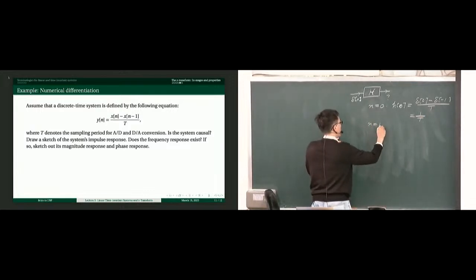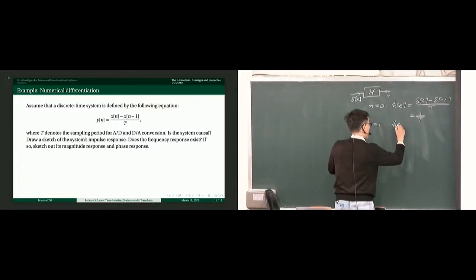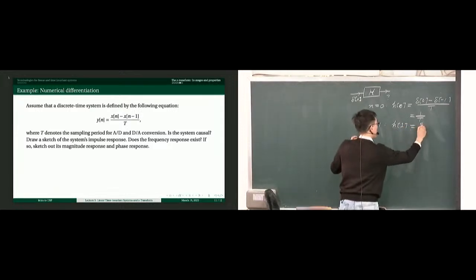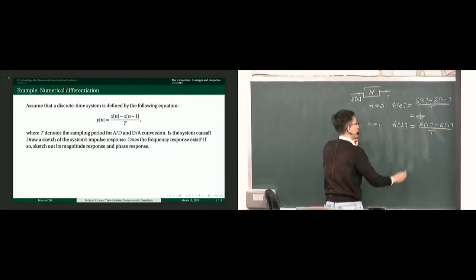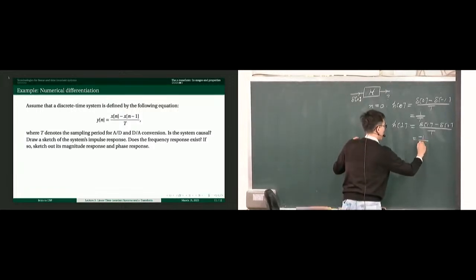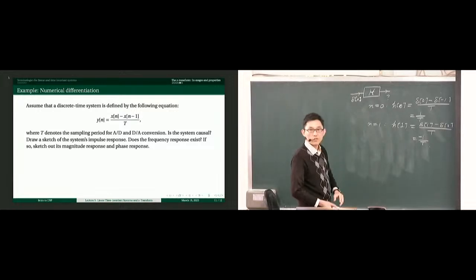And n equals 1, we'll stop right here, and then we take a break of 10 minutes. h[1] equals delta[1] minus delta[0], according to the definition, divided by T. That's 0 minus 1 over T, and so on. This way we can make a sketch of the impulse response. By definition, when the system receives the delta function, the output it produces is called the impulse response. We'll return and do the frequency response part after the break.